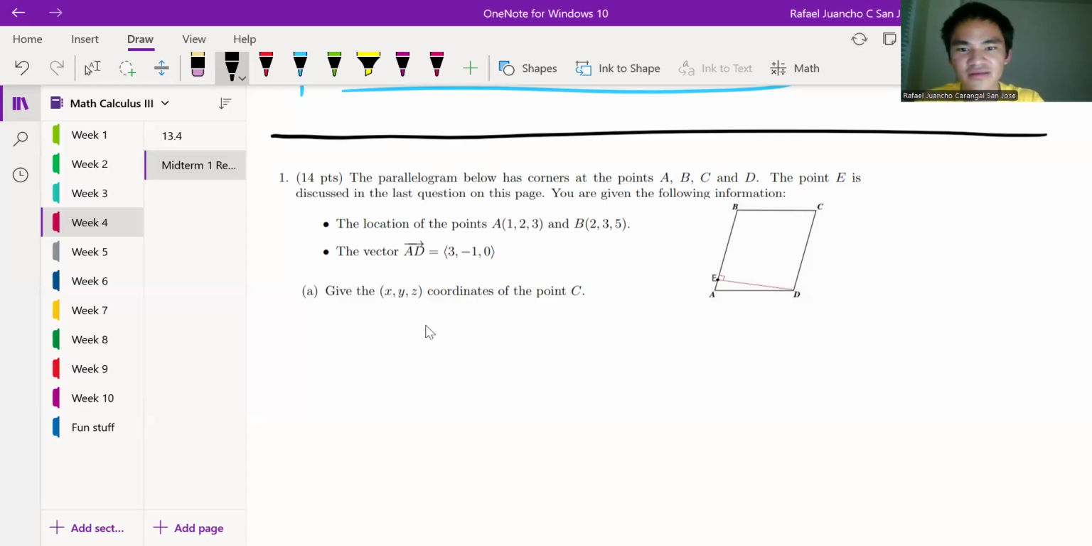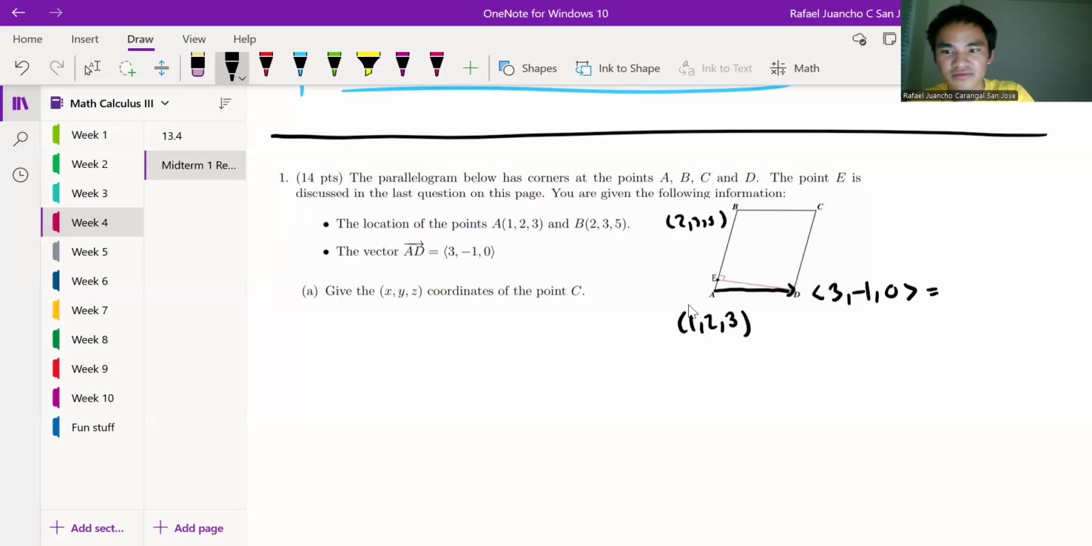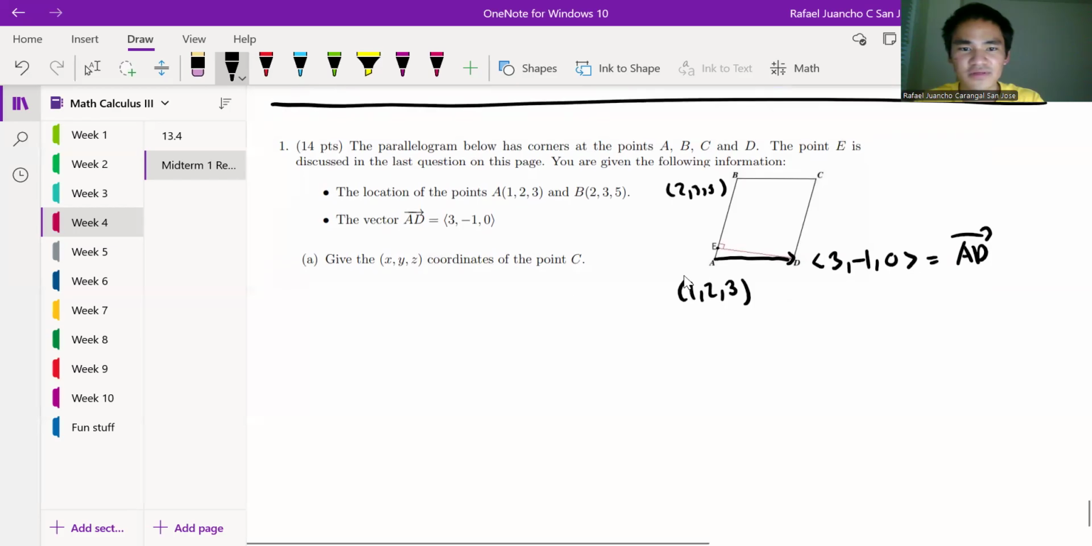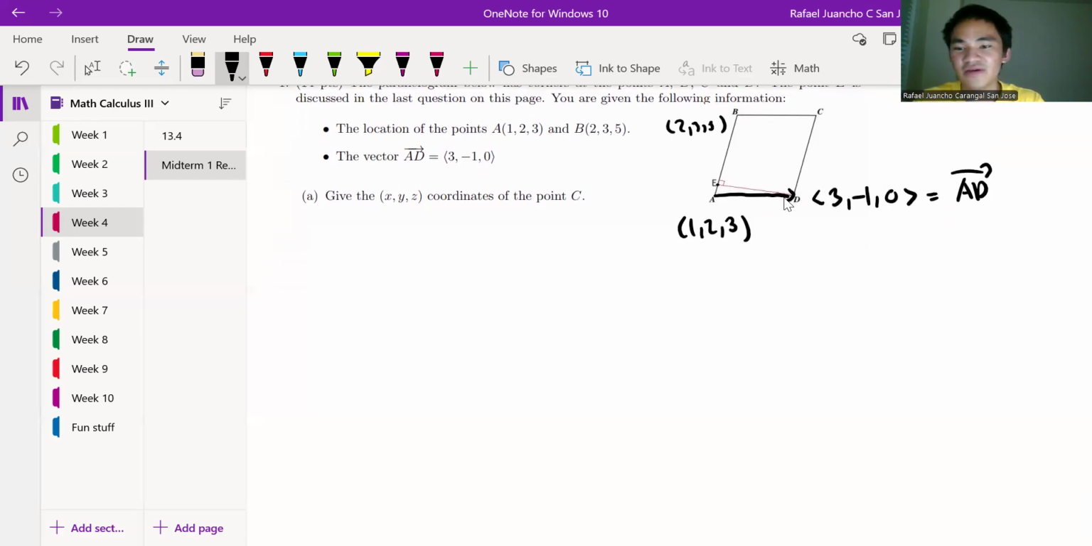So the location of A, okay, so these have points. So this is 1, 2, 3. And B here has, I can't write it, 2, 3, 5. Vector AD, so A to D, so it's saying all the way to here, is 3, -1, 0. So usually when I'm doing math, I just like to draw stuff, see where it goes. So here I can find point D, actually. I'm being asked to find the XY coordinates of point C.